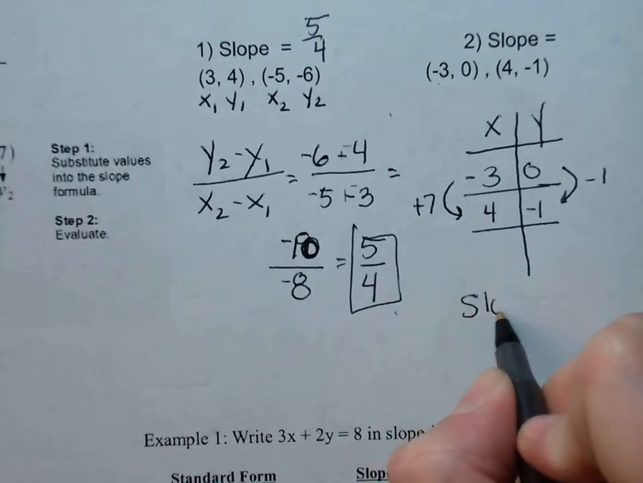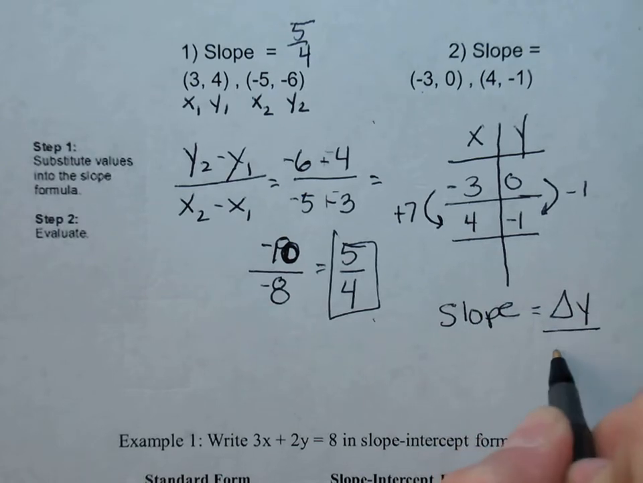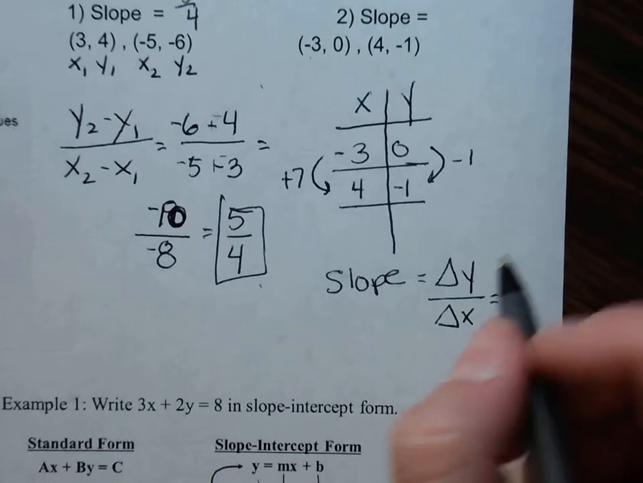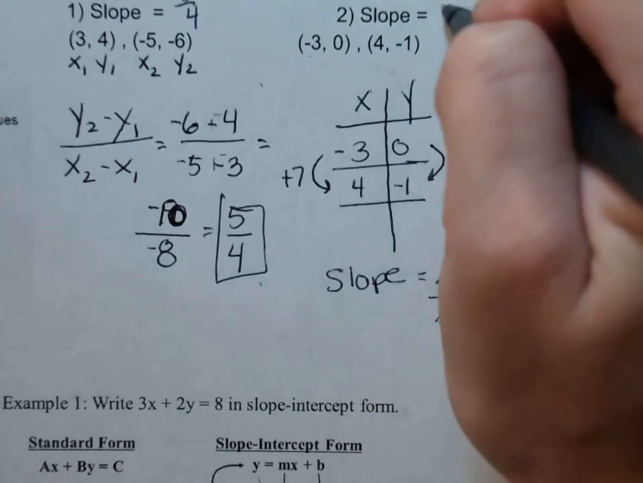And remember, slope is the change in y over the change in x, which will be 7 over negative 1, which gives me negative 7.